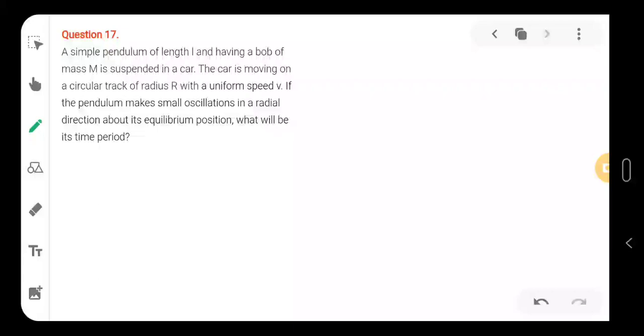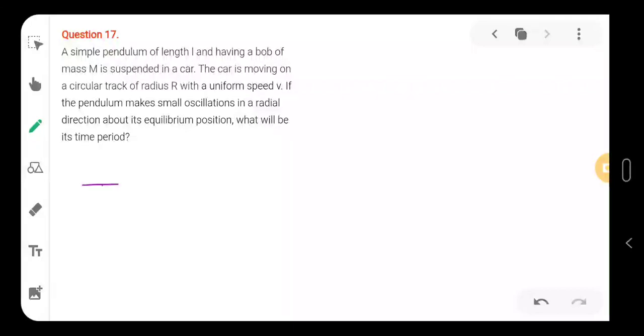Moving to the next question, you can see here a simple pendulum of length L and having a bob of mass m suspended in a car. So that one, what I was talking about. A car is moving on a circular track of radius r with a uniform speed v. If the pendulum makes small oscillations in a radial direction about its equilibrium position, what will be the time period?